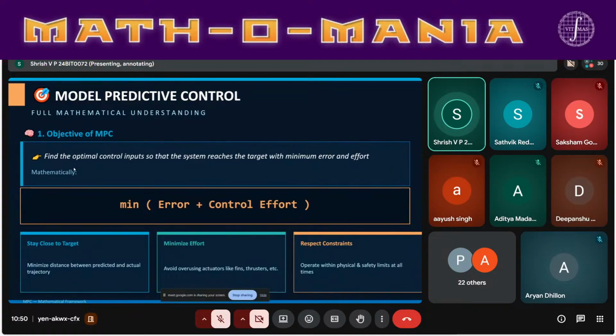Second, we will see what minimizing effort means. Minimizing effort means that we don't use excessive control. For example, we don't overuse fins, or we don't waste much energy trying to control the system where it should go or where it should be at this moment. So the system aims to be efficient. Here, minimizing error means accuracy, minimizing effort means being efficient.